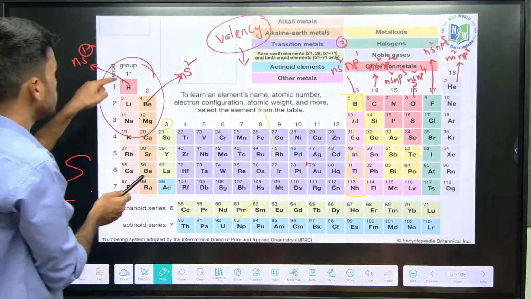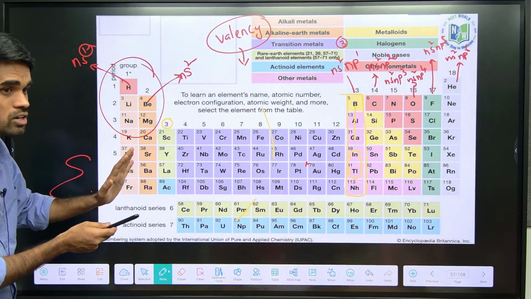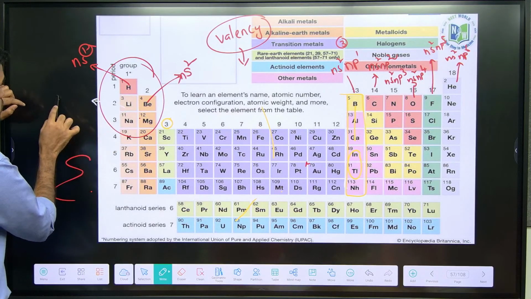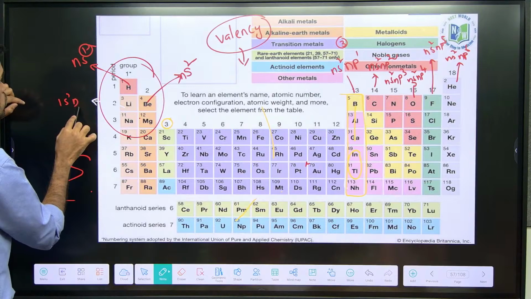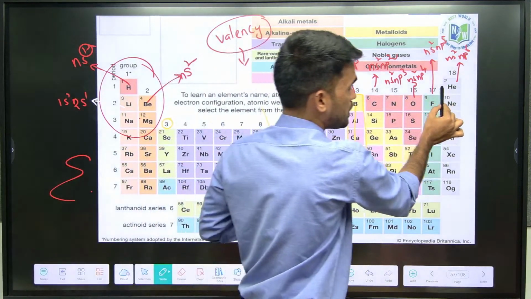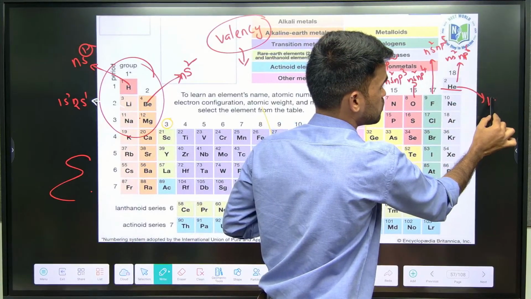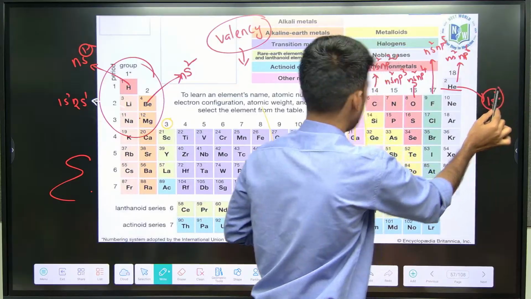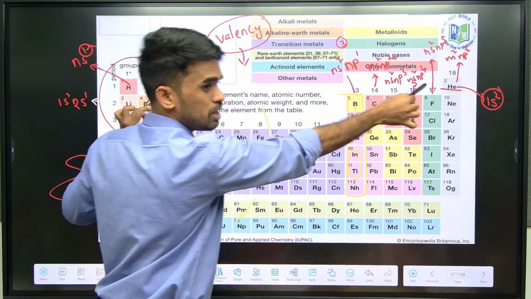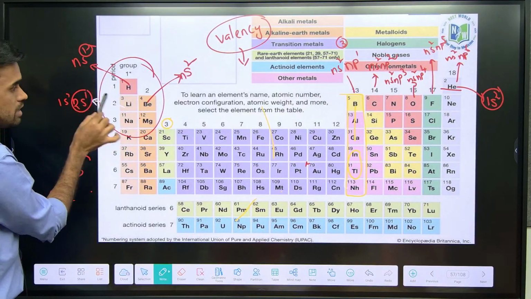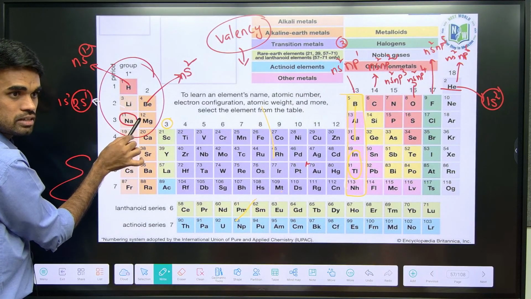Now, how many electrons do alkali metals lose? See, for example, here I am writing lithium. The atomic number is 3, so you write 1s2 2s1. What about helium? The atomic number is 2, so you write it as 1s2. Similarly, to attain the helium configuration, lithium will lose this extra electron. Like that, sodium also loses that extra electron.